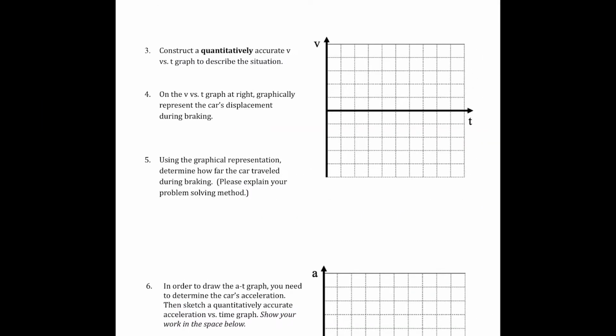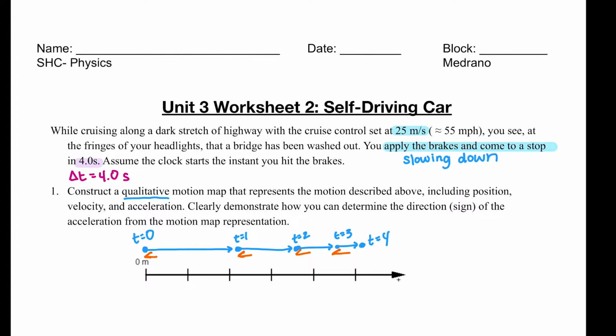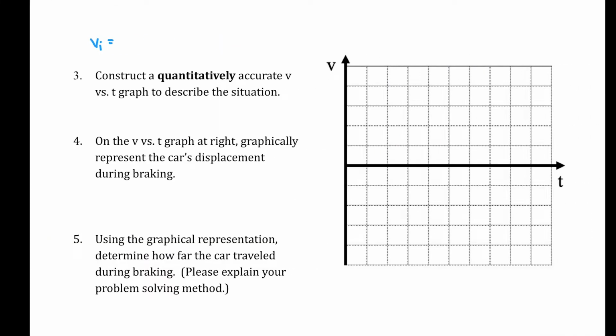And now we're going to look at this page. We're going to construct a quantitative graph. We know that our initial velocity is about 25 meters per second, and our final velocity is 0 meters per second. That means our delta v is just 0 meters per second minus 25, but we'll do that part later.